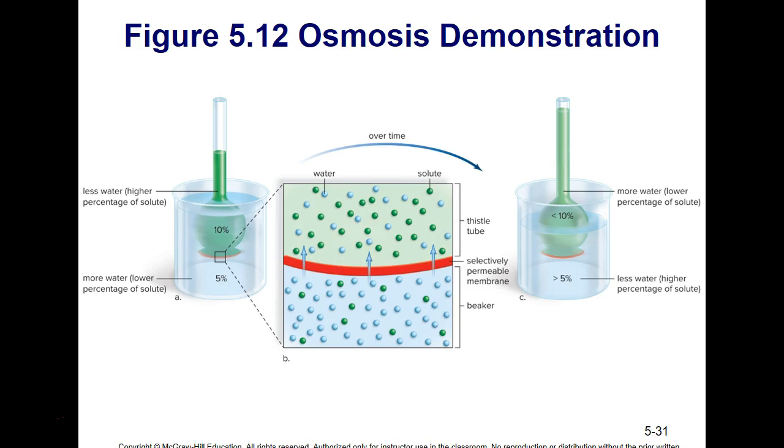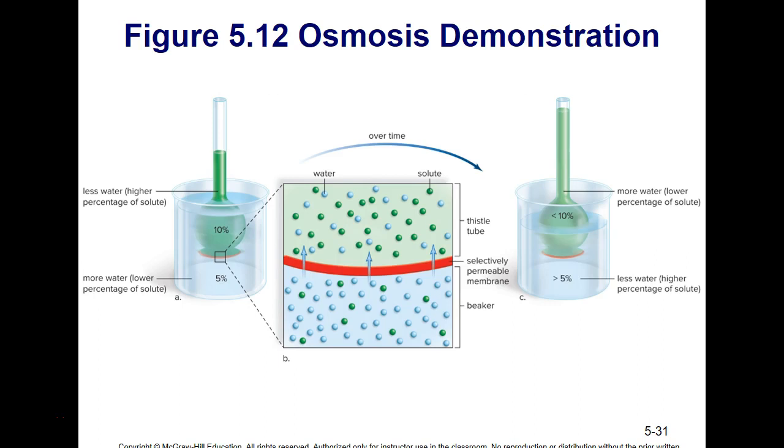Okay, so let's look here at figure 5.12, page 90. They have an example. This is a thistle tube that you see. They have one on the right side and one on the left side. Now, you see your semi-permeable membrane, which is in red. Each thistle tube has a selectively or semi-permeable membrane.